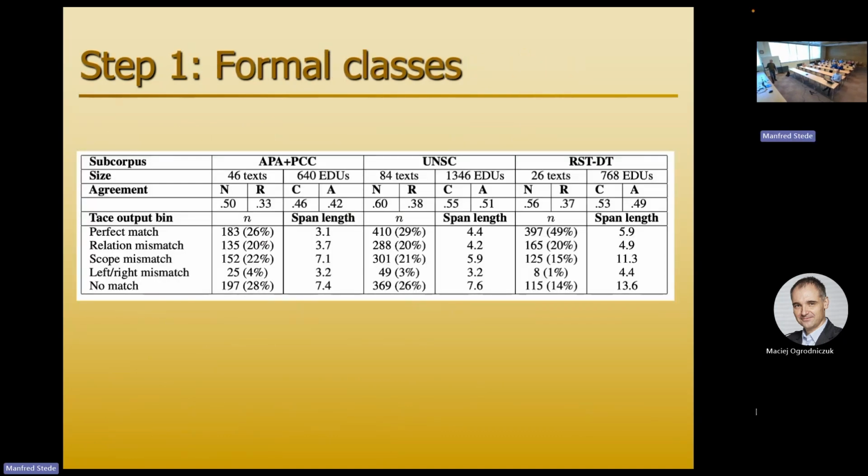And we worked with the combination of the German PCC and the APA texts, 46 texts altogether, and these are the numbers of EDUs, the English UNSC corpus, and the English RSTDT. We have some agreement values there, which I don't want to get into, and these are the 5 categories. Perfect match, 26%, and they are surprisingly similar between these 2 corpora at least. In the English RSTDT, there are quite a few more perfect matches for some reason. Accordingly, there are fewer no match cases. And for the others, again, it's quite parallel.